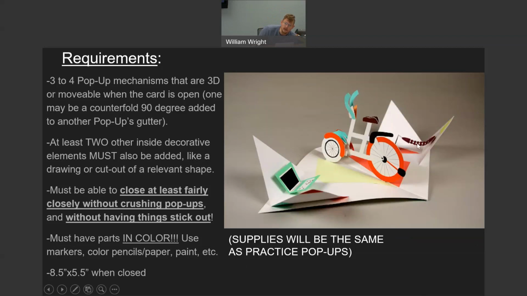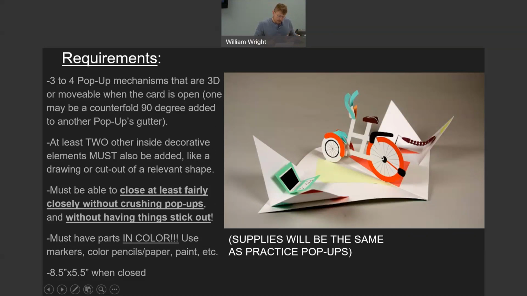This little hammock is really kind of just a 90-degree fold. And that's something to consider. Like you can do that. You can make a counterfold pop-up. You can actually make literally a whole pop-up card within your pop-up. That's kind of a cool thing to do. But in any case, 3 to 4 true pop-up mechanisms.